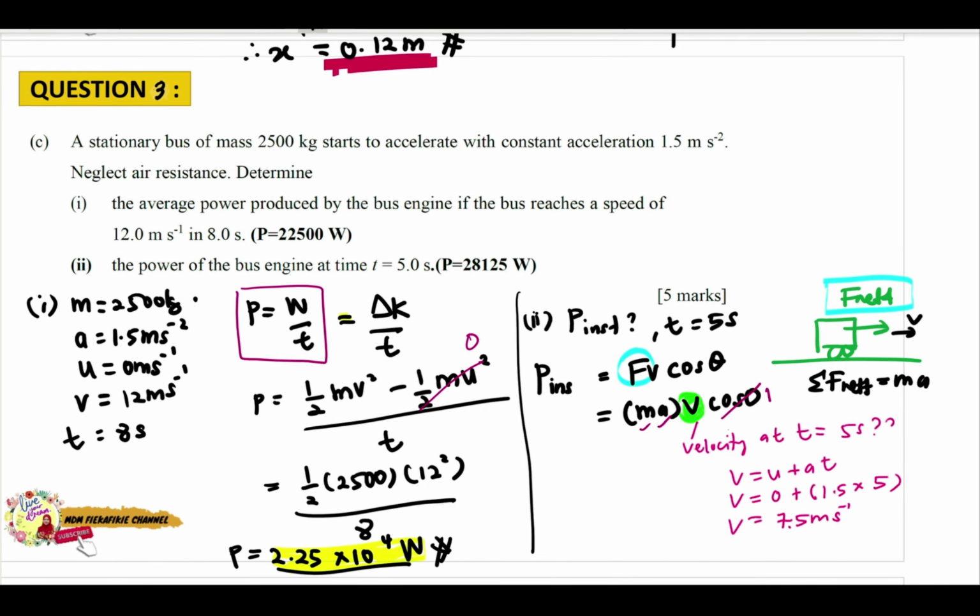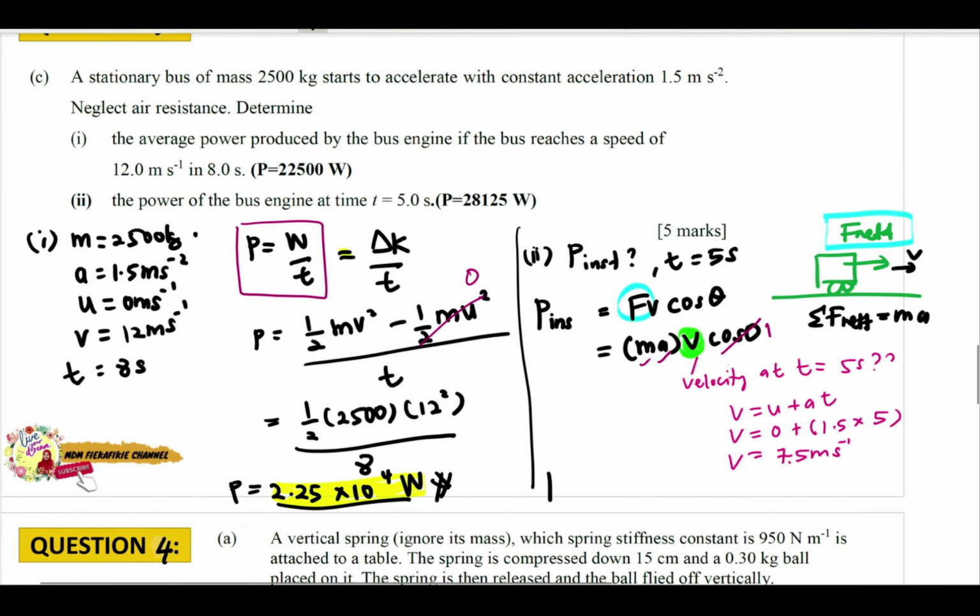Okay, and then, you can find what is the instantaneous power. Okay, and F equal to MA. So, the mass of the bus times the acceleration 1.5 and times V is 7.5. Okay, cos 0 is equal to 1. Okay, finally, you akan dapat jawapan 2.81 exponent 10 power of 4 watt. Unit tu jangan salah. Okay, so finish question number 3.